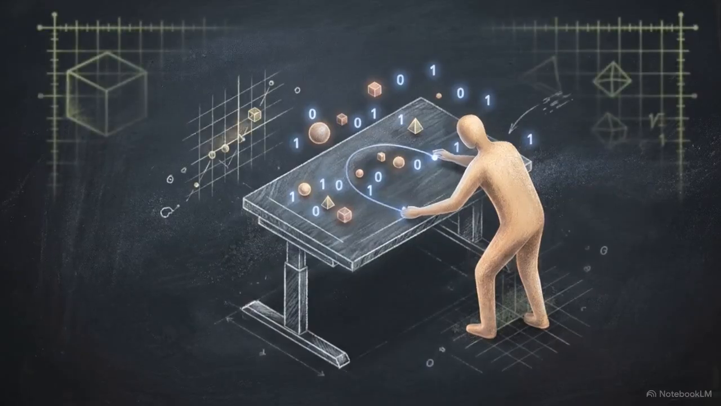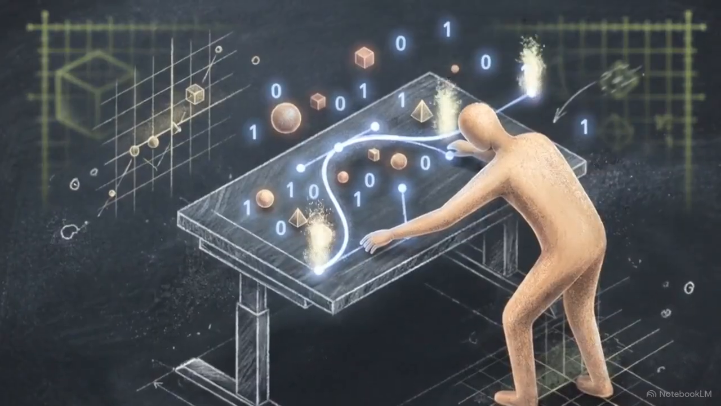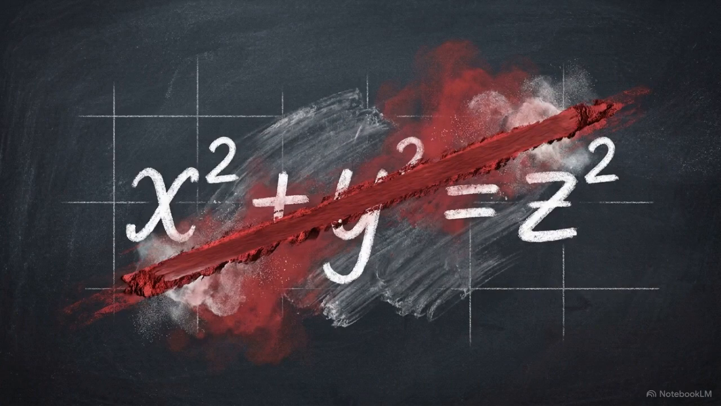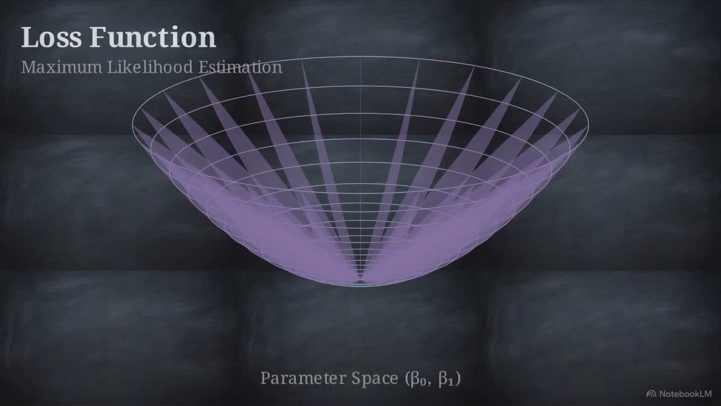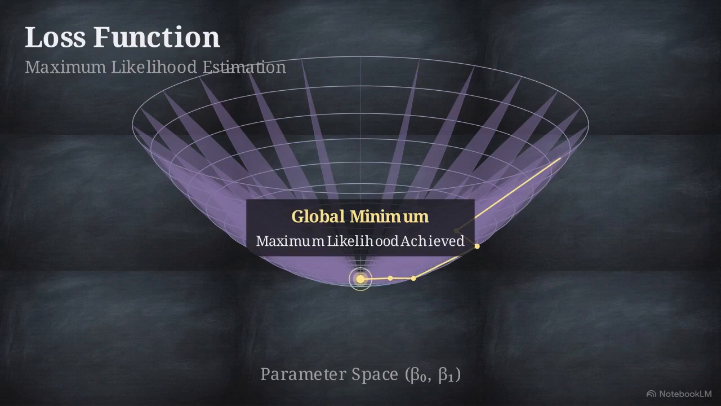Regardless of whether you choose Logit or Probit, we still have to fit these S-curves to our data. And because the models are nonlinear and bounded, minimizing squared errors with closed-form algebra is impossible. This 3D surface represents our loss function, estimated using maximum likelihood estimation. Instead of drawing a straight line, MLE uses iterative algorithms to search the parameter space, finding exact coefficients that maximize the probability of observing the data present in our sample.